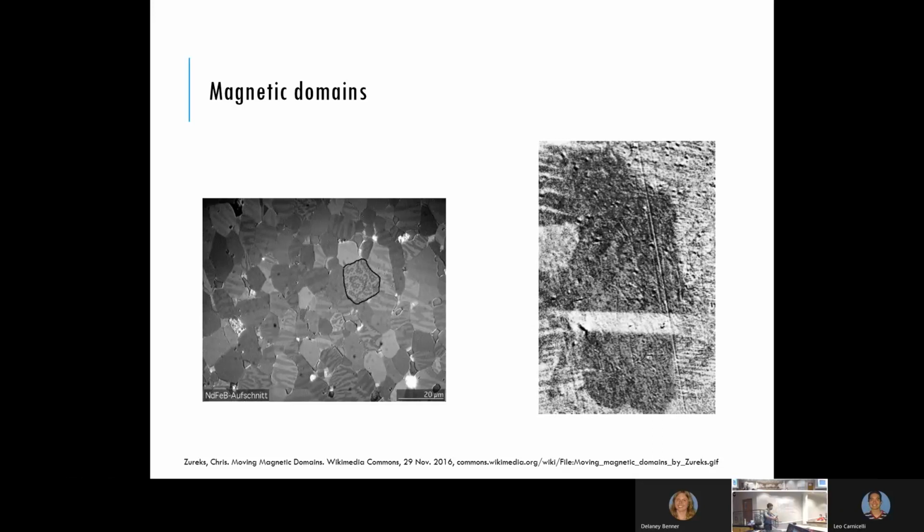So transverse, the medium is perpendicular to the direction of travel. Longitudinal, the medium is parallel to the direction of travel. So light is a transverse wave. The electric field goes up and down. The magnetic field goes left and right, perpendicular, and the wave travels in the third direction.